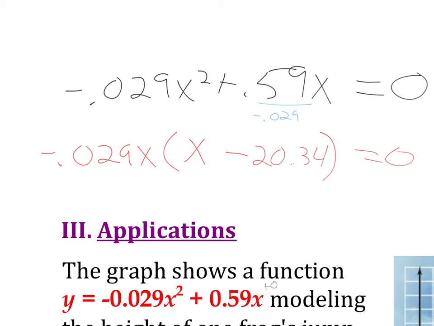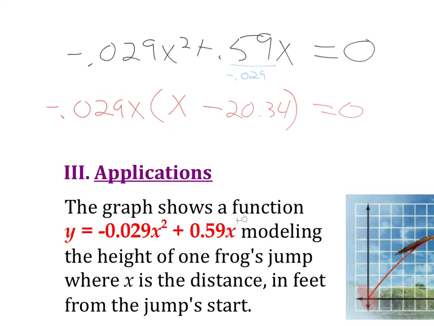So now, using the zero product property, I can say that according to this first factor, x is equal to 0, and according to this second factor, x is equal to 20.34. So we just found our other x-intercept. Again, numbers weren't pretty, but as far as the math behind it goes, I would argue that that's not too terribly difficult.